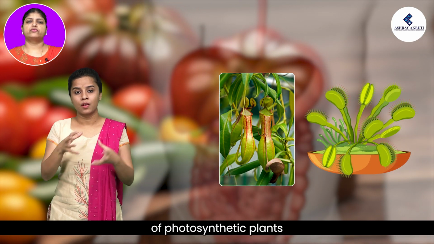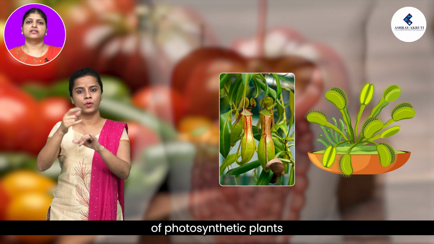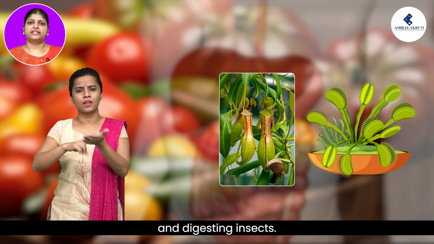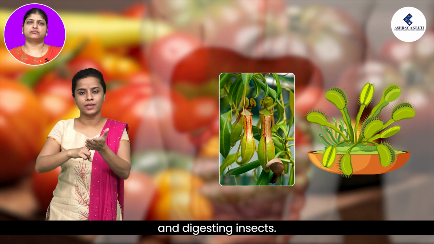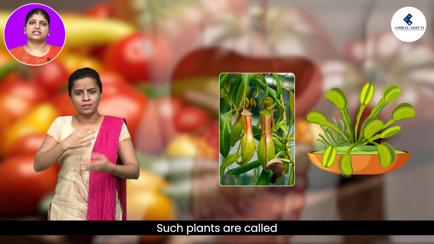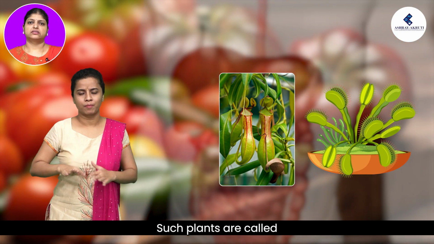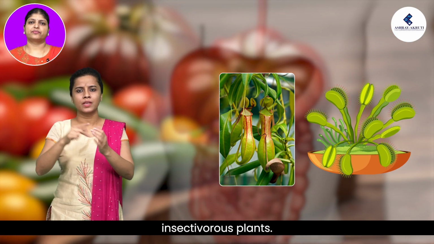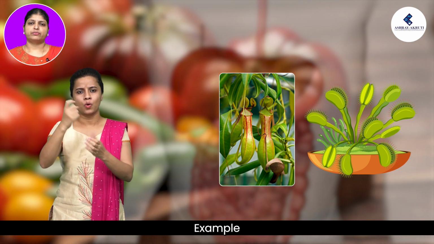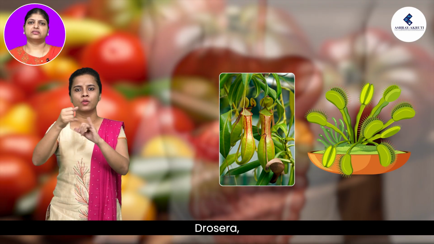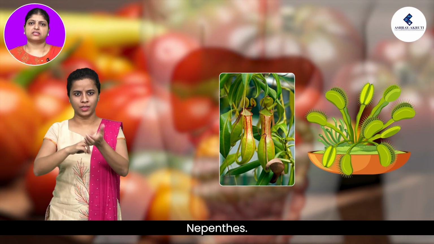Here is a group of photosynthetic plants that obtain nitrogen by trapping and digesting insects. Such plants are called insectivorous plants. Example: Drosera, Nepenthes.